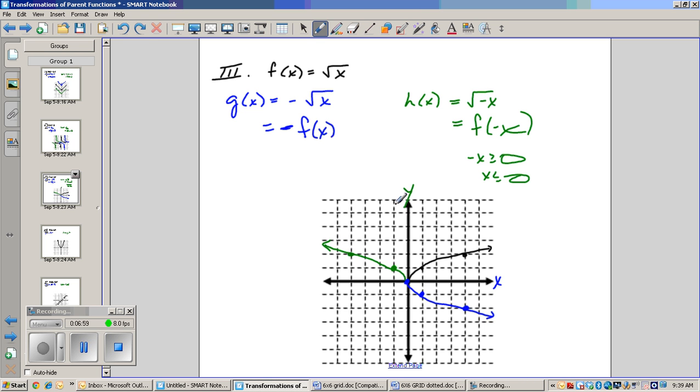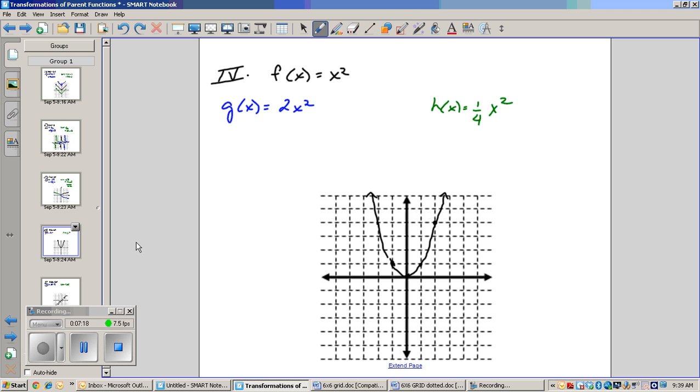So a negative in the argument is a reflection over the y-axis. Outside, reflect over the x, the y's are affected. Inside the argument, reflect over the y, the x's are affected.